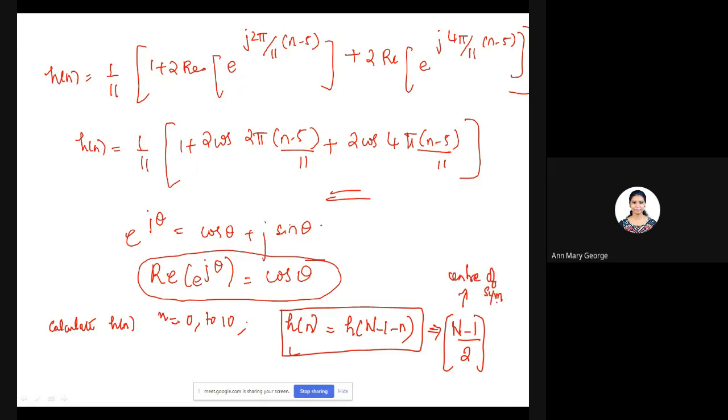Why have we chosen this expression other than h of n equal to minus h of N minus 1 minus n? Because the given number of samples is odd. Therefore the condition we are applying here is h of n equal to h of N minus 1 minus n, with the center of symmetry at N minus 1 by 2.